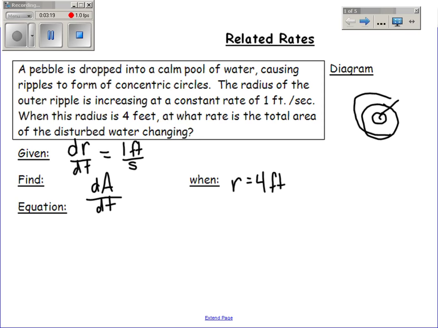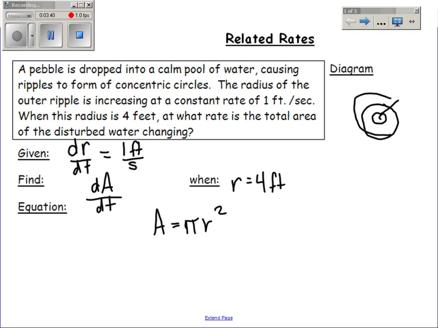So what we need to start out is to figure out what kind of formula gives us a way to connect a radius with an area. We are having circles, so hopefully this is a fairly basic formula. Hopefully you all remember that the area of a circle is equal to pi r squared.